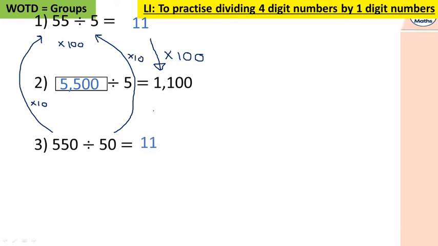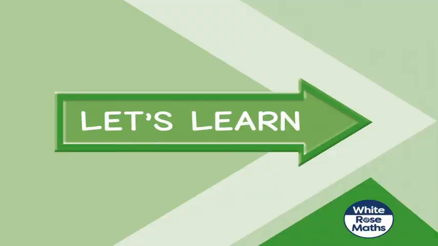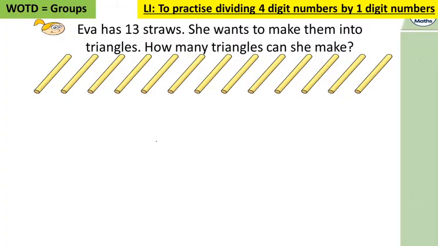So we're going to get the same answer, because we started with a number 10 times bigger, but we're dividing it by something that is 10 times bigger too. So the same answer. Right, let's move on to practicing our 4-digit by 1-digit division with some word problems.